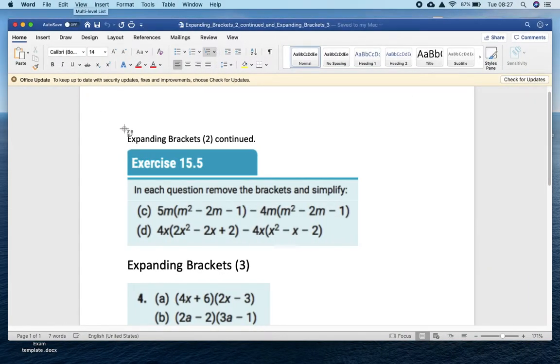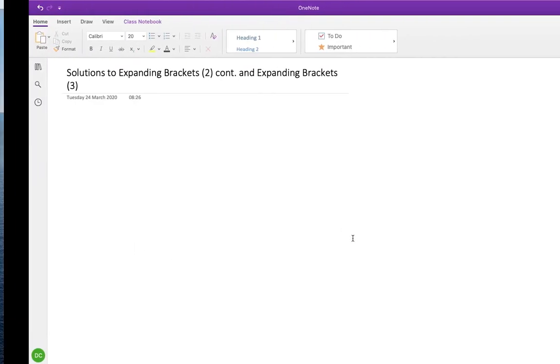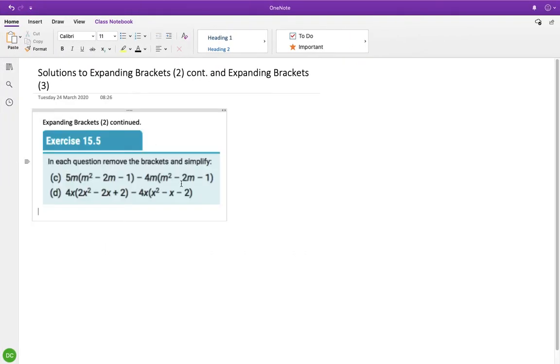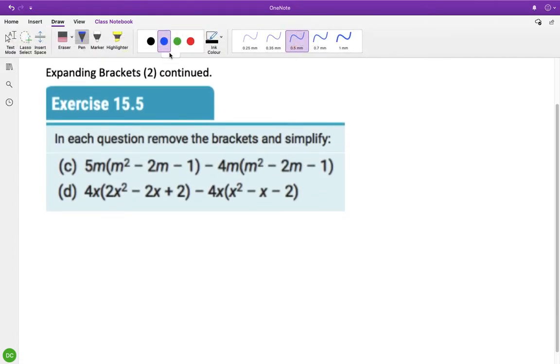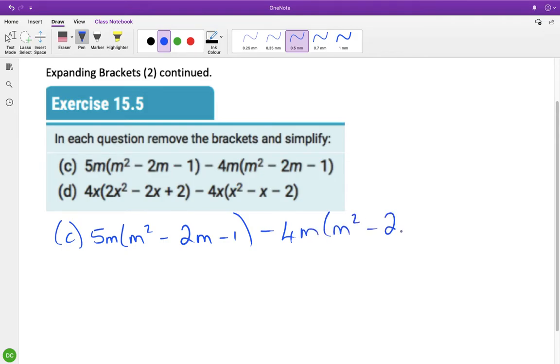So, solutions to the homework from Monday. Okay, so we start with these ones, which were similar to the ones we did the other night for homework. So 5m times m squared minus 2m minus 1 minus 4m times m squared minus 2m minus 1.